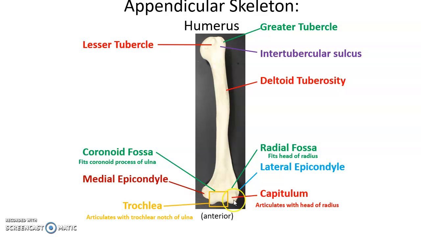Below the epicondyles are the smooth rounded knobs. The medial two bumps come together to form the trochlea. The lateral bump is the capitulum. So trochlea, which articulates with the ulna, and capitulum, which articulates with the radius. Above the trochlea is a depression known as the coronoid fossa. Above the capitulum is another small depression known as the radial fossa.